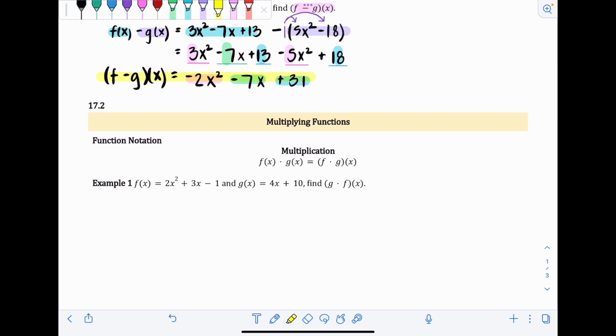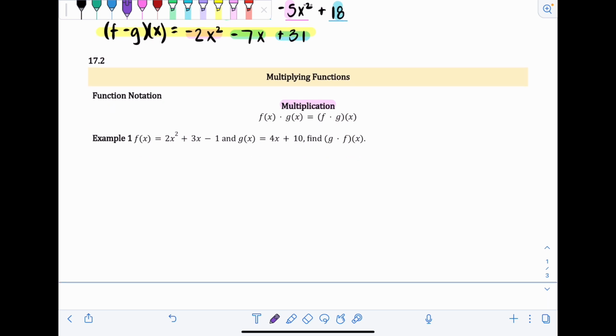Okay, moving down to 17.2, this is one where we're multiplying functions. So we have a new little function notation to go over. Where it says multiplication, if you have f of x times g of x, that's the same thing as f times g of x. They mean the same thing, but it's important to recognize that they are the same in case you see one way written or the other, regardless of whether the multiplication happens between the two separate functions or the two functions are combined together. It just means that you're taking the two and multiplying them.